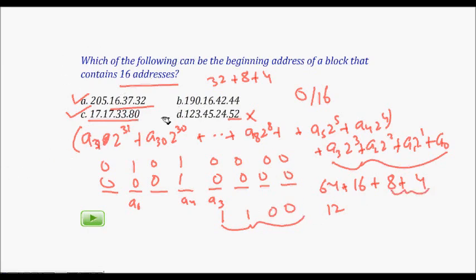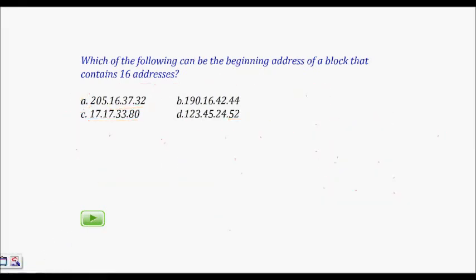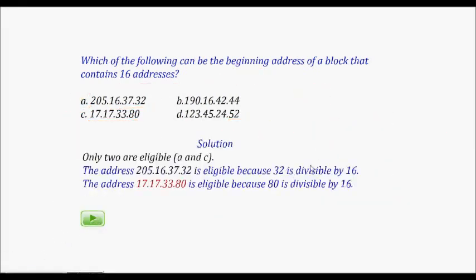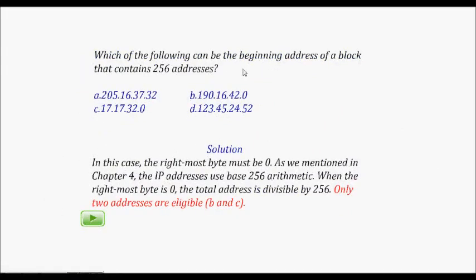So this question we could solve, and I don't have to convert this IP address completely to a decimal number. With partial conversion I can do it. So this is the solution you can see, and that was much easier.